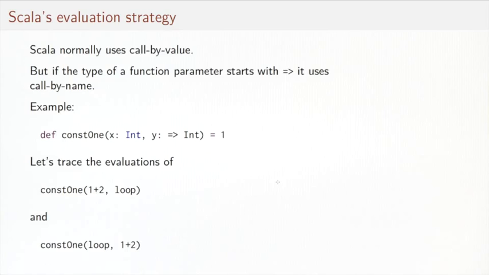Except that sometimes you really want to force call by name, and Scala lets you do that also. You do that by adding an arrow in front of the parameter type. So this function const1 takes an x parameter of type Int and a y parameter of type arrow Int, and that means that the parameter y is also an Int, but it will be passed call by name. So to demonstrate the difference between the two parameters, let's trace the evaluations of two expressions, const1 of 1 plus 2 and loop, and const1 of loop and 1 plus 2.